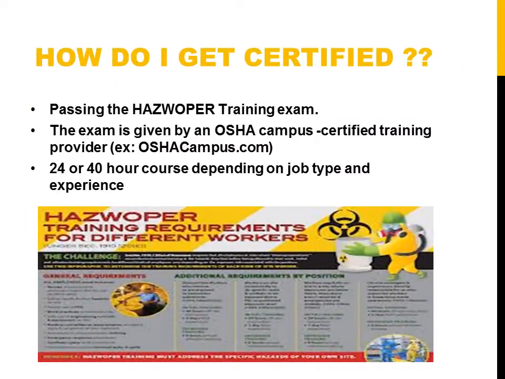How do I get certified? You get certified by passing the Hazwoper training exam. This exam is given by an OSHA-compliant certified training provider, after you successfully complete an OSHA-compliant training course, which comes in several forms depending on the nature of the job and the type of hazardous environment your job is in. Generally, it is a 24 or 40-hour course depending on your job type and experience.